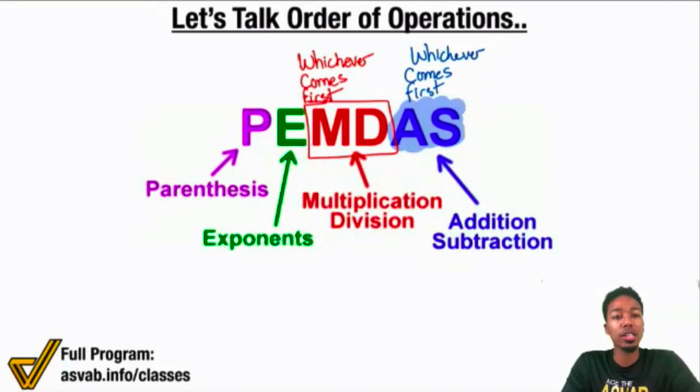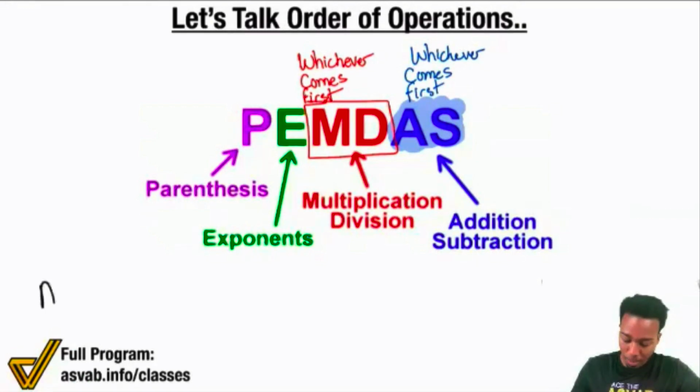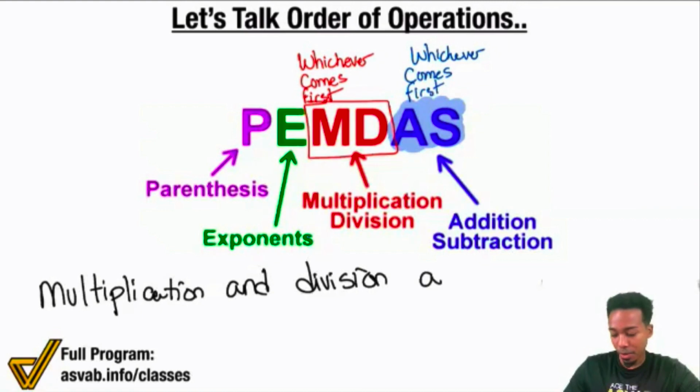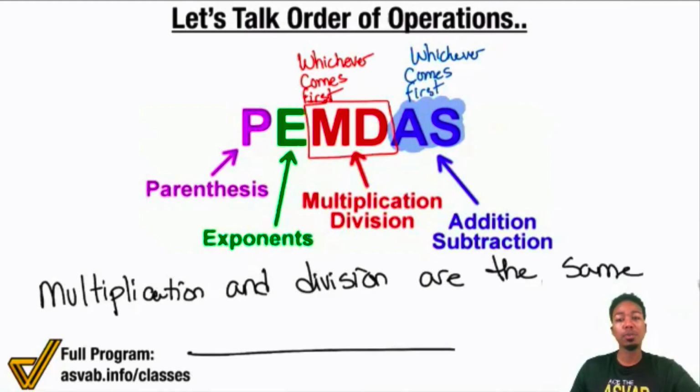And so I want to actually ask you guys to fill in the blank here. When it comes to multiplication and division, it doesn't matter which one, you do whichever comes first. The reason is because, I'm going to write this down here, multiplication and division are the same what? Multiplication and division are the same what, everybody?